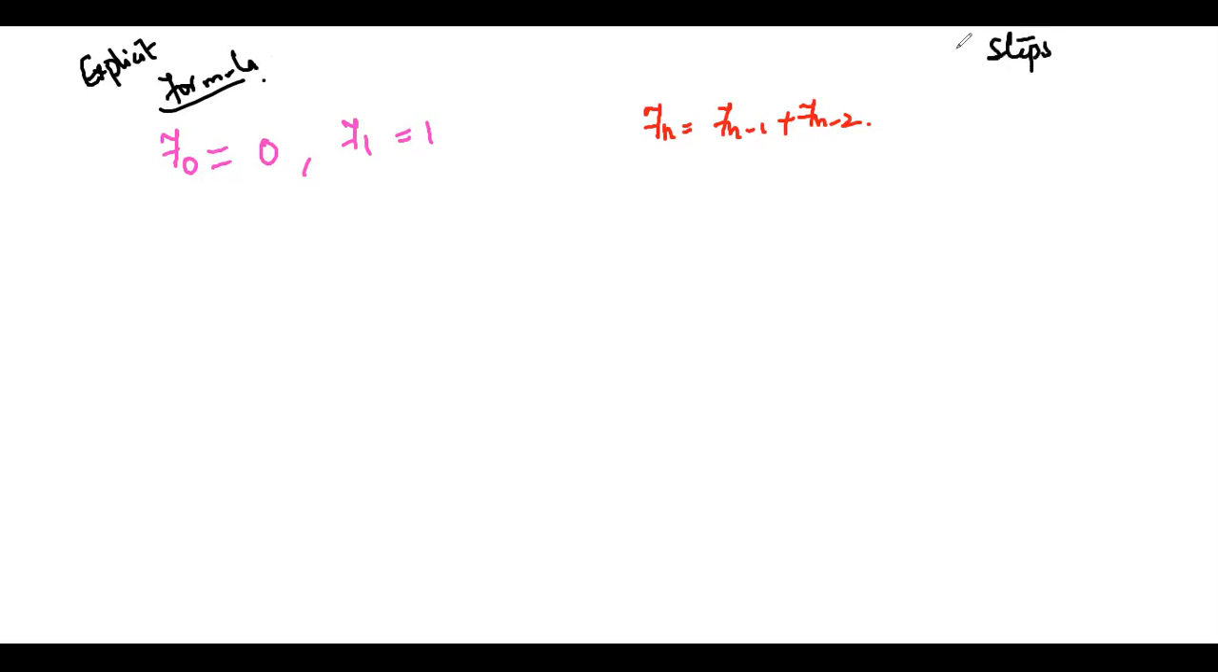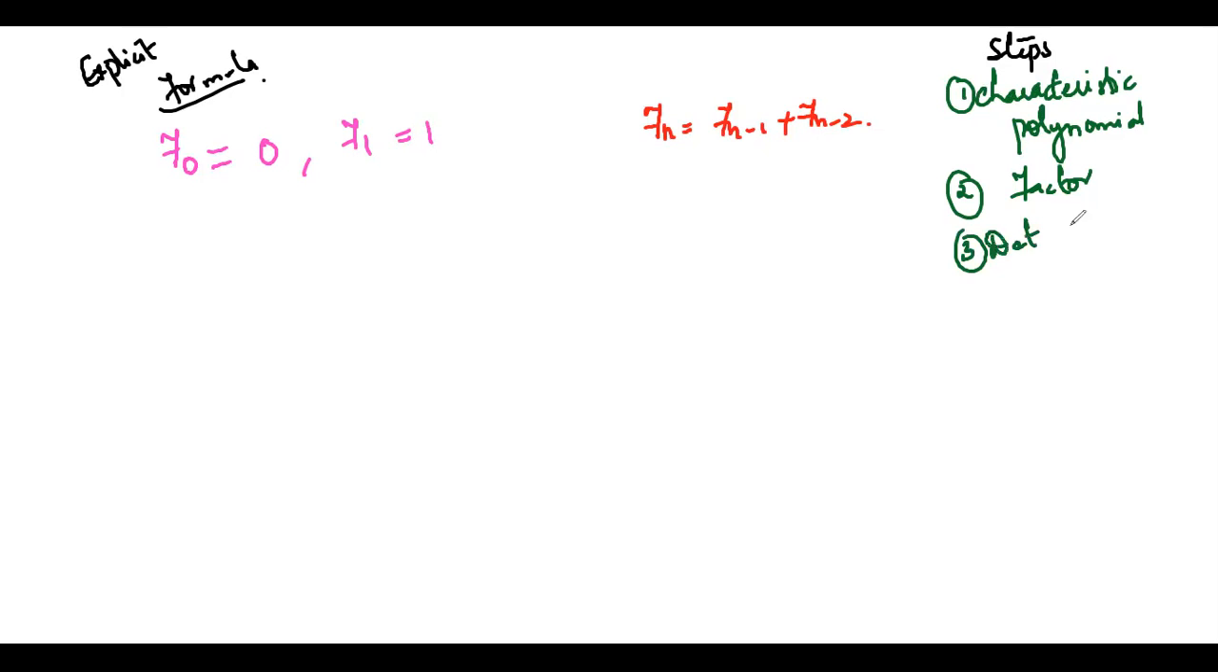So what should we do? The steps to be followed are as follows. The first step is to find the characteristic polynomial. Then after that, factor it, and determine the form of an.